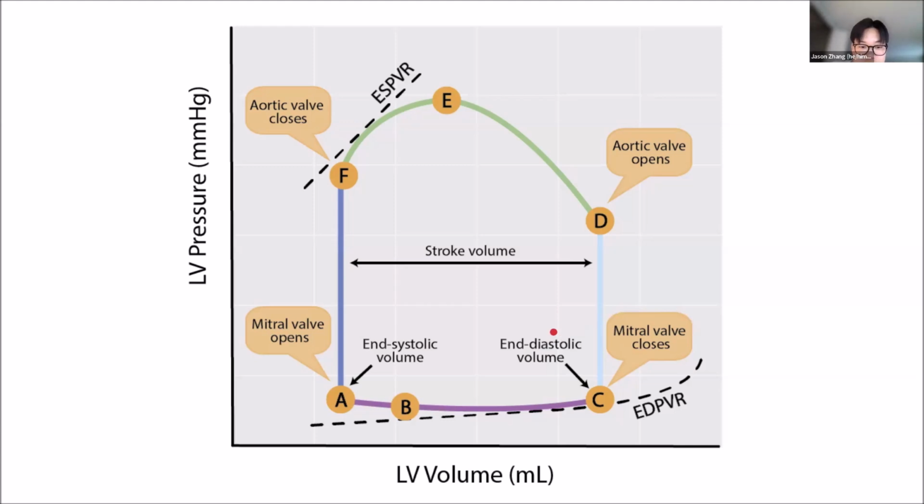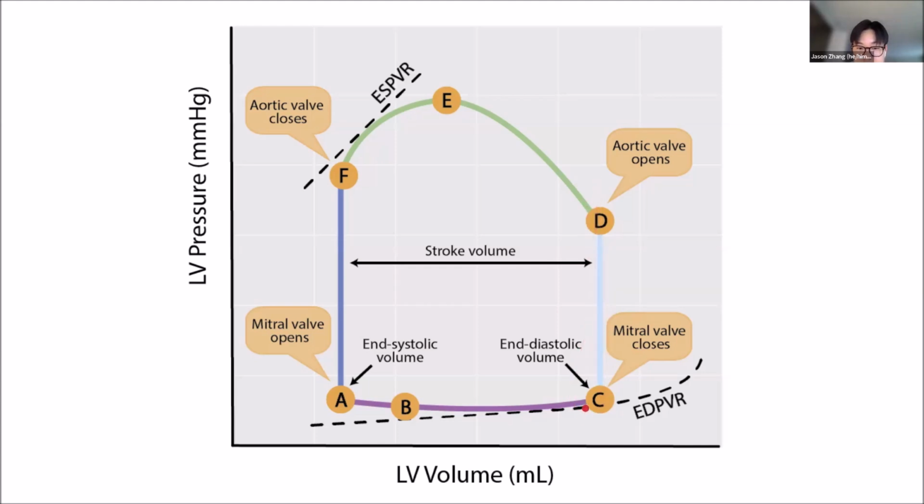So in terms of just following it along, we'll start with the bottom left here, A, which is when the mitral valve opens and then your left ventricle starts to fill with blood. So if you're going from left to right, from A to B to C, the left ventricular volume is increasing as the blood is flowing from the atria to the ventricles. And then here at the end of atrial systole, your mitral valve will close. And this is when the isovolumetric contraction occurs, from C to D.